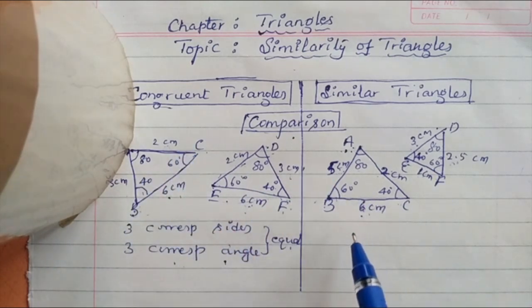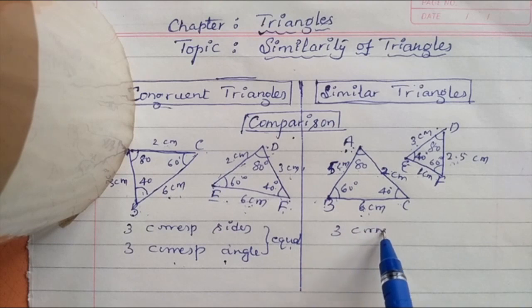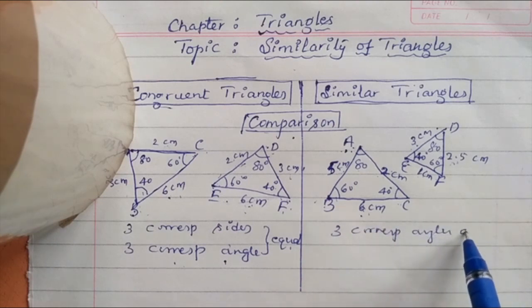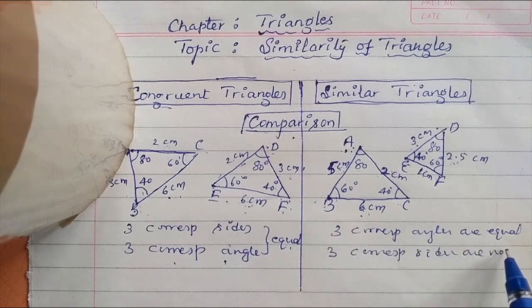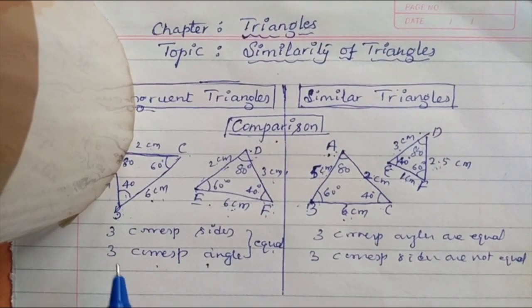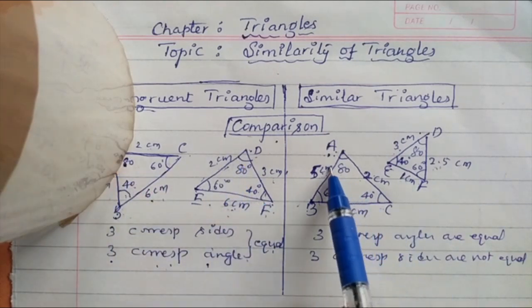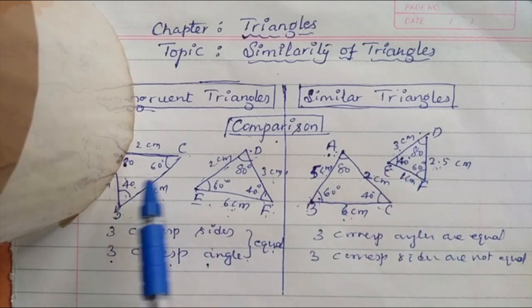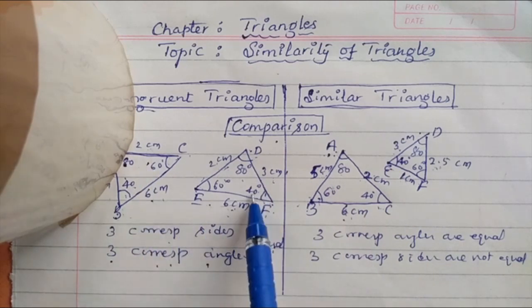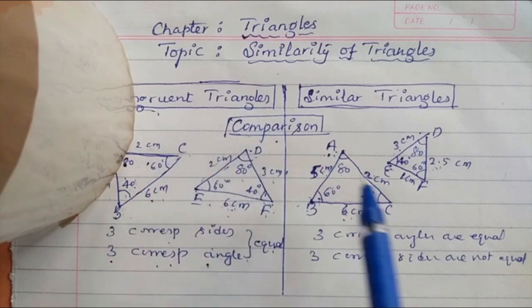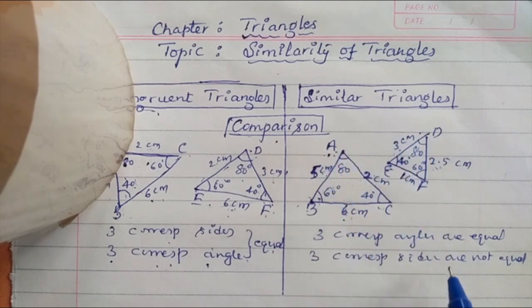But in similar triangle, three corresponding angles are equal. But three corresponding sides are not equal. This is the main thing to be observed. That is the second point. Three corresponding angles are equal. Look at all the three angles are equal. Even here all the three angles from two triangles are equal. Here also three corresponding angles are equal. Here three corresponding sides also equal in congruent triangle. But here three corresponding sides are not equal.